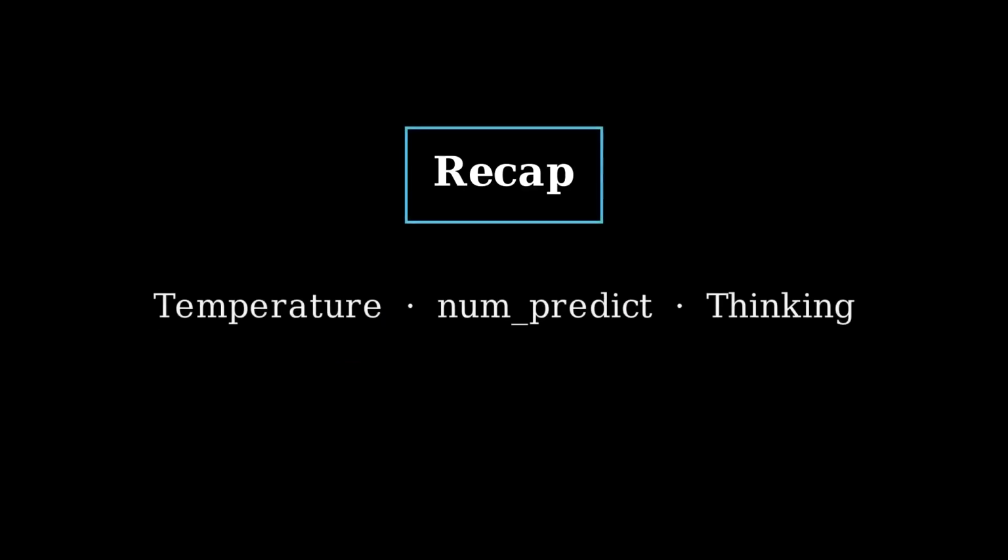Let's start with what these knobs actually do. Then go to the terminal and watch them change real output, including that empty response trap. Recap: temperature shapes variety, NumPredict caps length, and thinking mode exposes reasoning. Next, we turn these knobs at the terminal.